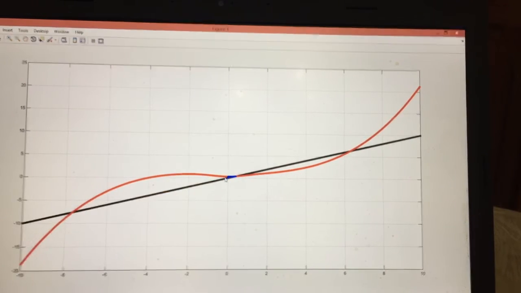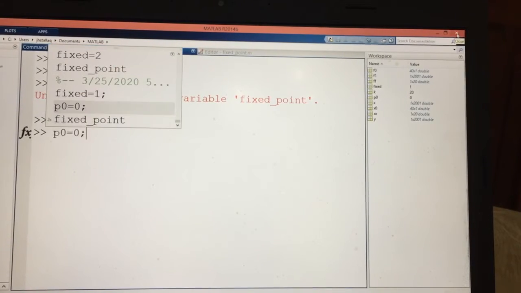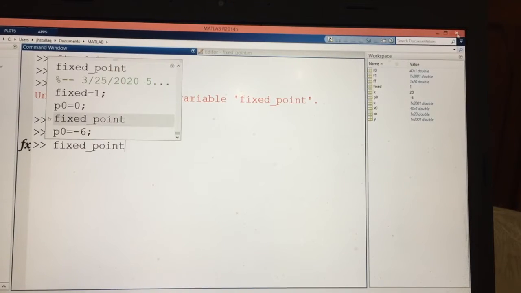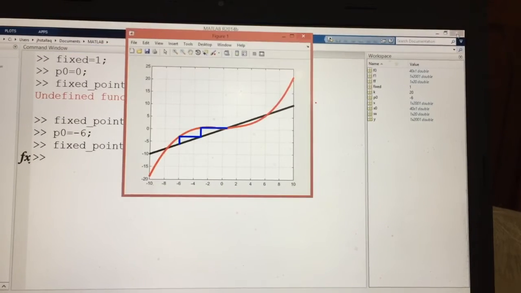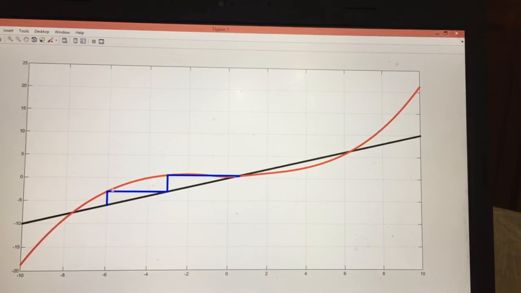Let's start at another point. Change p naught, say to -6, for example. Let's make it -6, and do the fixed point iteration again. You see, we started at -6 here.